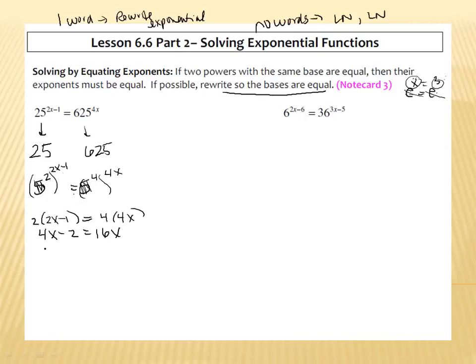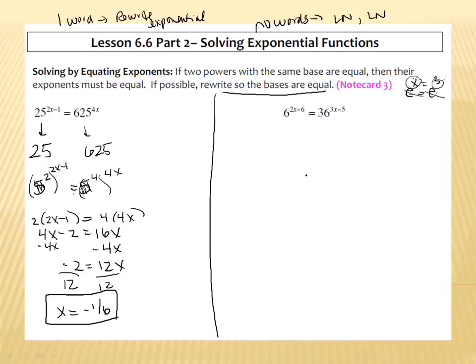And now solve. So I'm going to subtract 4x, divide by 12, divide by 12. We did this exact same problem on the previous lesson of notes, but it was almost twice as long to do it, still to get negative 1/6. Okay, let's just do one more.